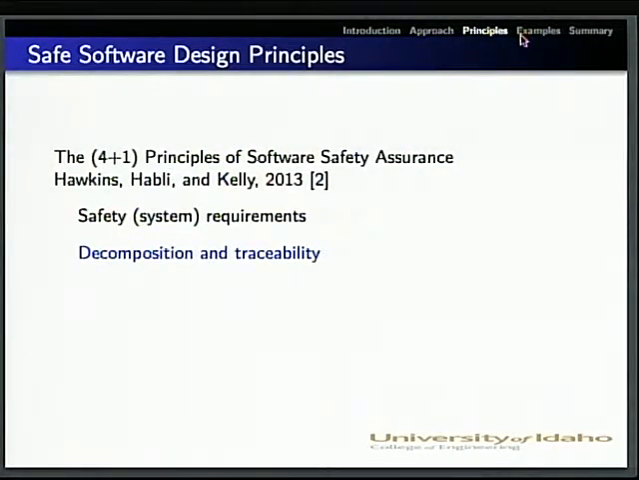The second one is composition and traceability, meaning when you come up with all the requirements, the functional requirements and the security and the safety requirements, and you assume that they're complete and correct, then you need to ensure that when you decompose them into smaller requirements, so you can actually build a system that implements those requirements, you decompose all of them correctly and ensure that there is traceability between the things that you have decomposed and the overall requirements of your system.